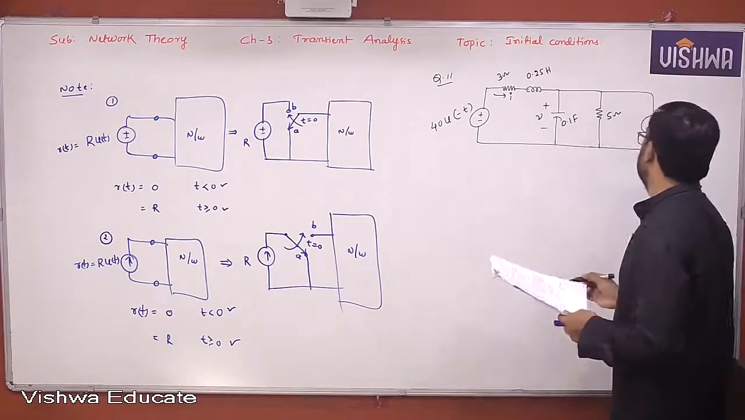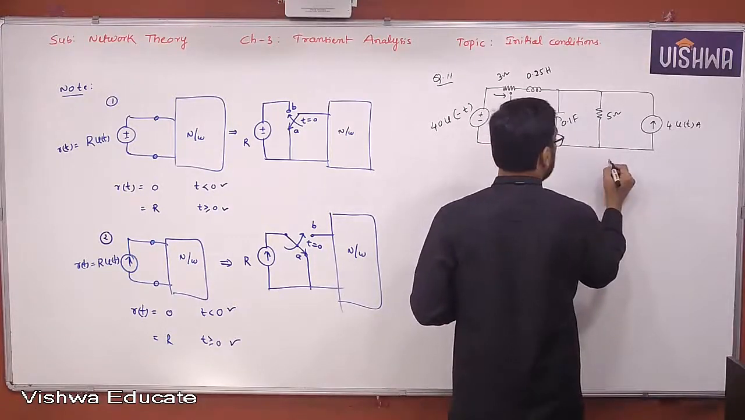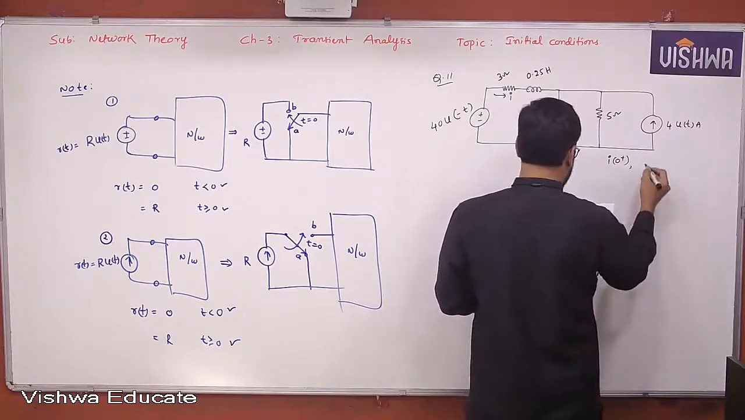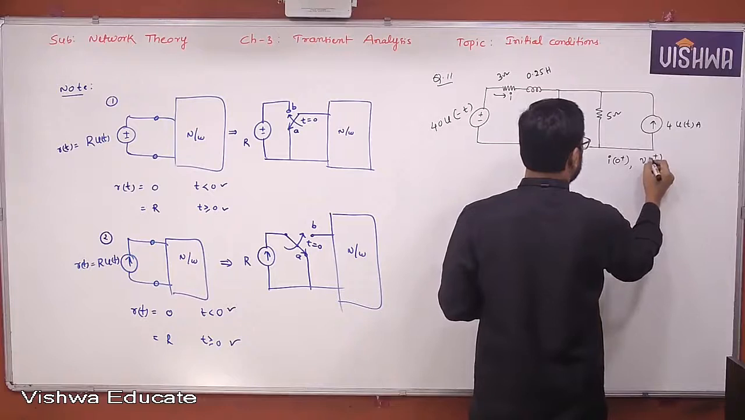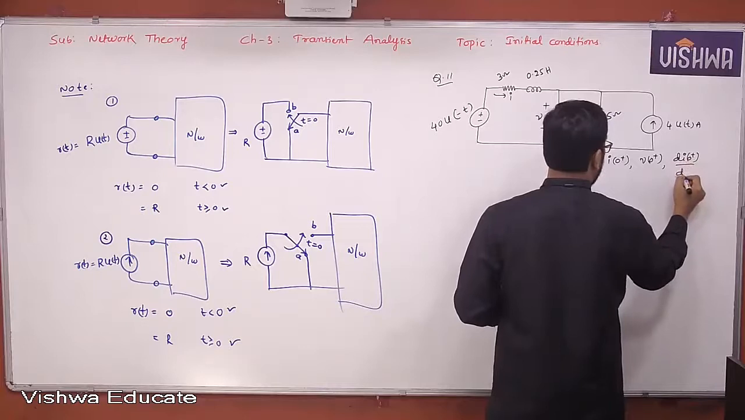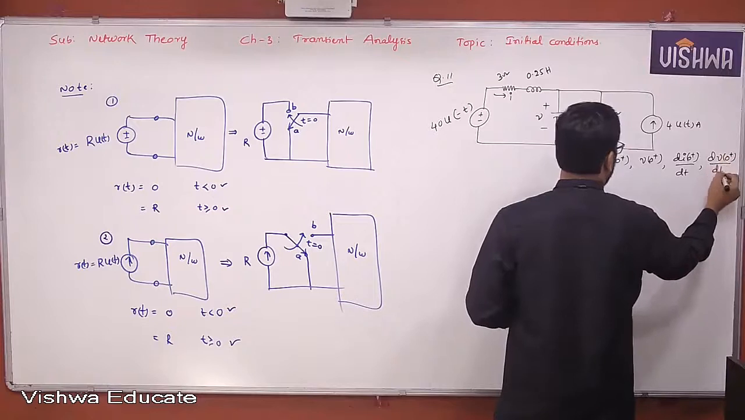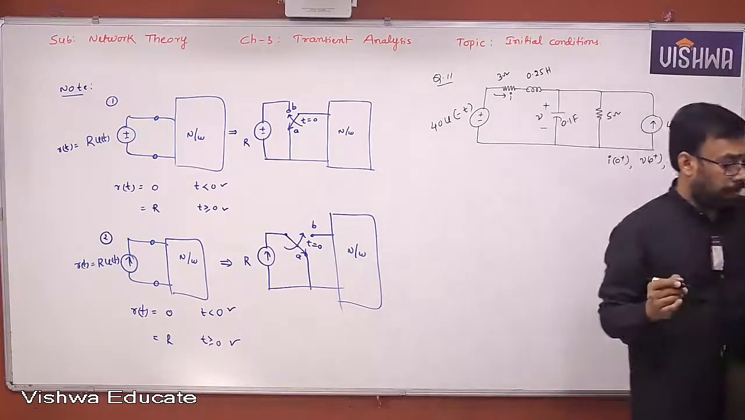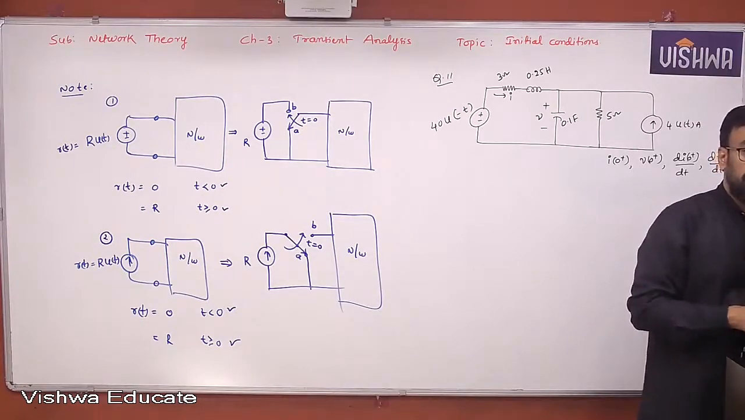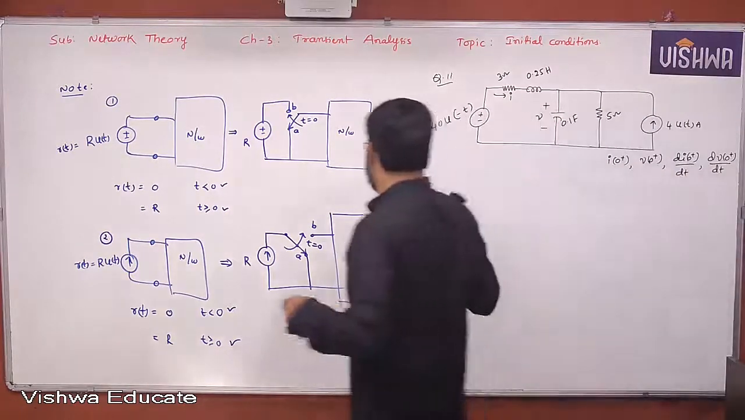Now here it is asked to find I of 0 plus, V of 0 plus, di of 0 plus by dt, dv of 0 plus by dt. I think all of you did this. Now let's go for question number 11.